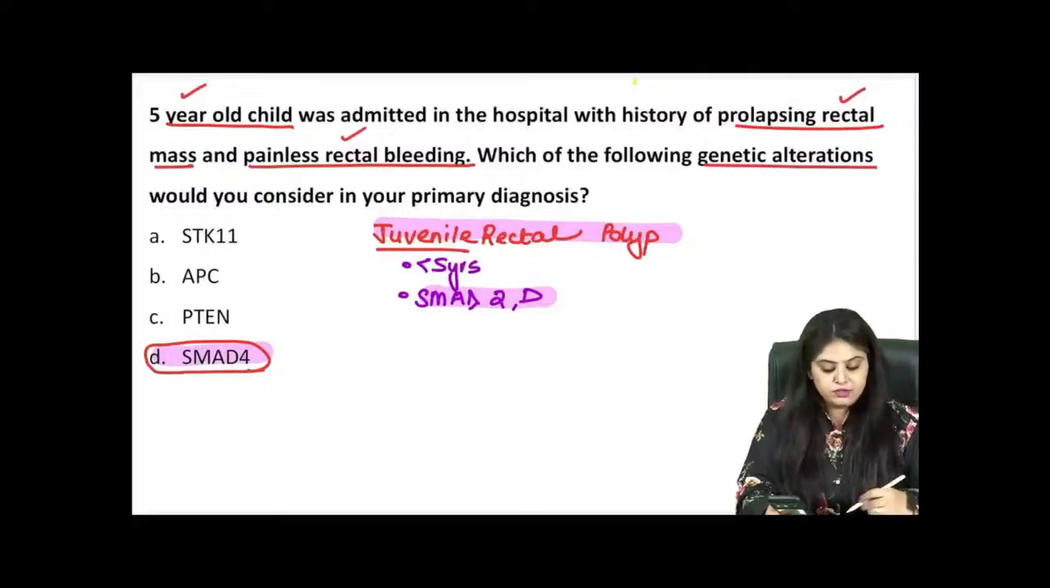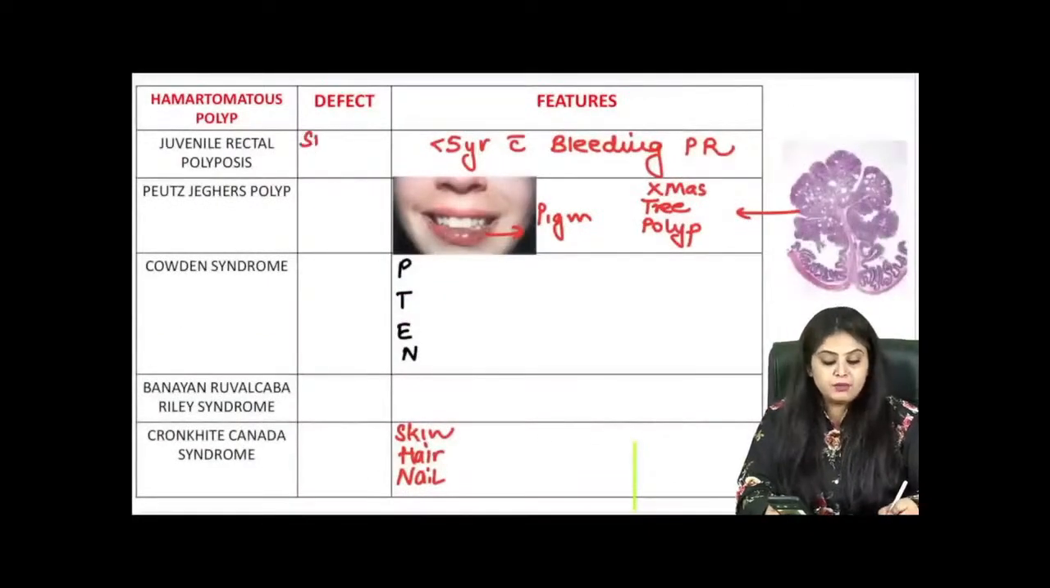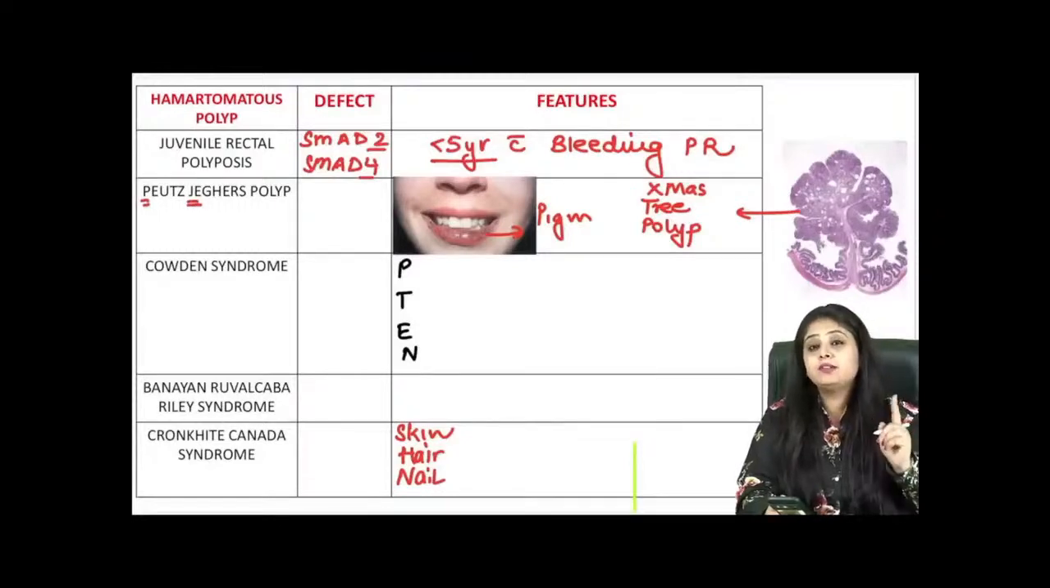A PYQ, which I have changed a little. A 5-year-old child was admitted to the hospital with a prolapsing rectal mass and painless rectal bleeding. Which of the following genetic alterations would you consider in your primary diagnosis? I have started getting the answer, and that answer is going to be SMAD4.